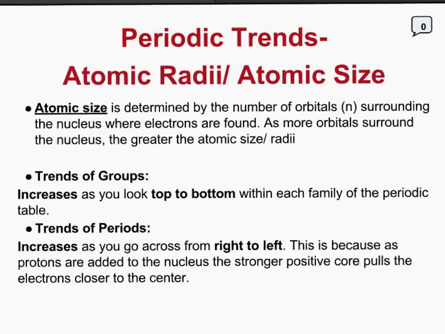A couple of trends you're going to see with atomic radius. The first trend is that for groups, it increases as you go top to bottom. And likewise for periods, it's going to increase as you go from right to left. So let's look at that trend.